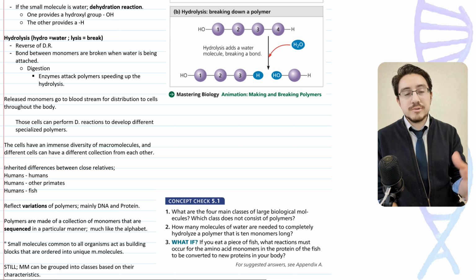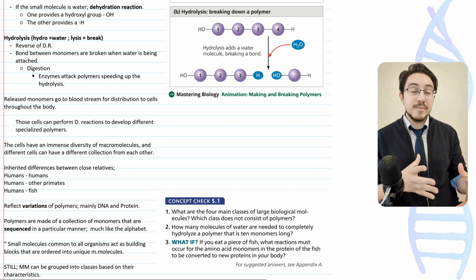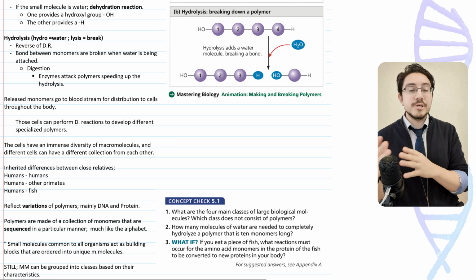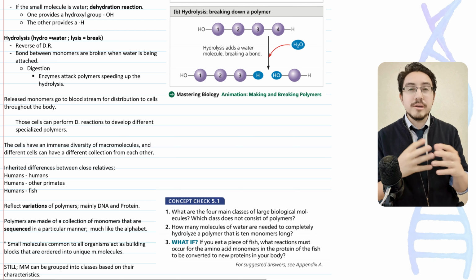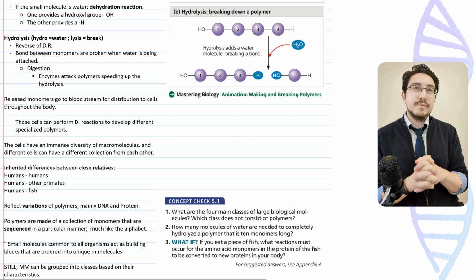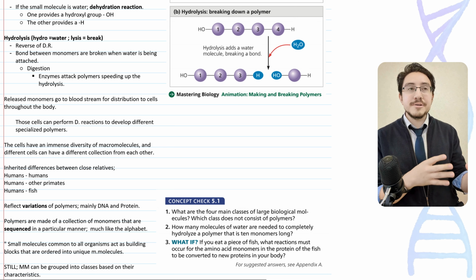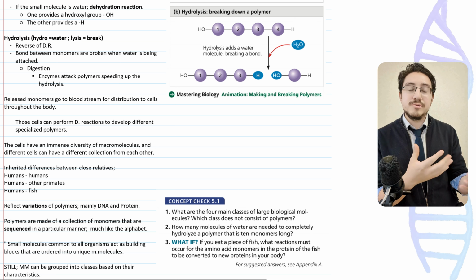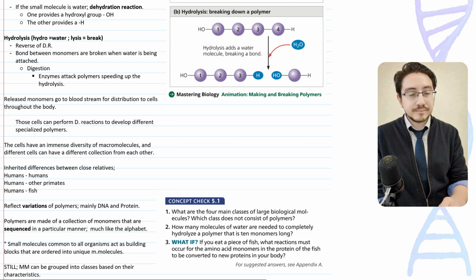Okay, so this is what the book refers to: polymers are made of a collection of monomers that are sequenced in a particular manner. And it's a nice analogy in terms of the alphabet and how we use the alphabet, where we have selected letters in a particular sequence to create words, right? Analogous to that, or as an analogy.